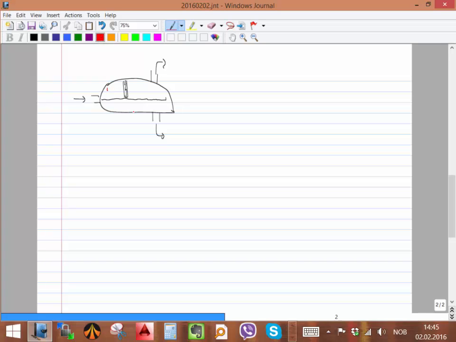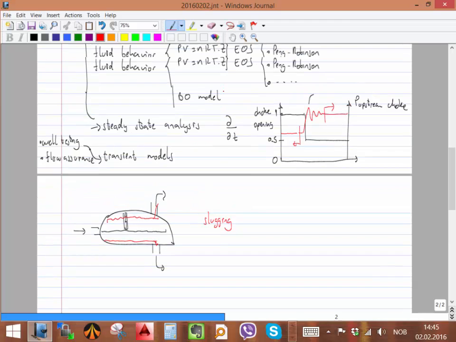So the level is going to go up very quickly, and maybe you will have some liquid entering the gas line. Or if you get a gas pocket, that's going to push the liquid away, and then the liquid level is going to be dangerously low, and you have gas coming into the liquid line. So for this kind of phenomenon, this slugging, for example, you want to make a transient simulation.